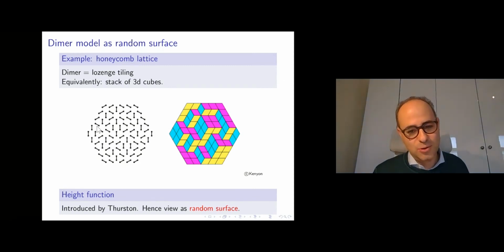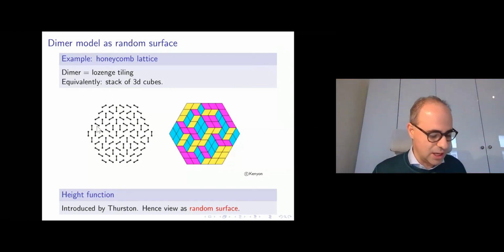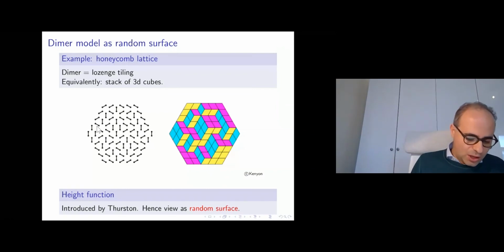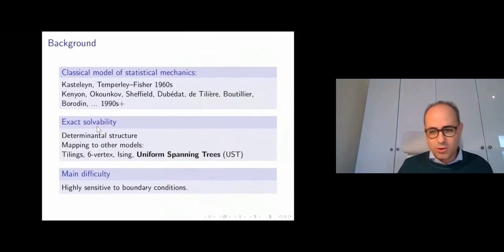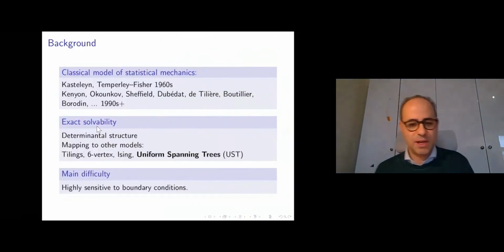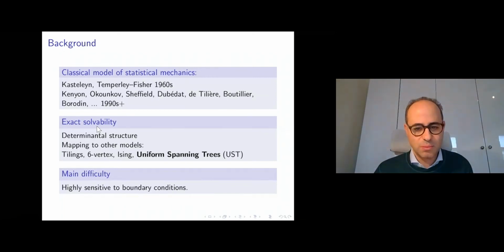So you can immediately see with your naked eye that this defines for you a height function. And somehow the main question in the dimer model concerns the study of this height function. So this height function was defined by Thurston. It's the main observable, and it allows us to think of the dimer model as a model for random surface. Good. So it's a very classical model of statistical mechanics. I don't need to convince you of this, probably.